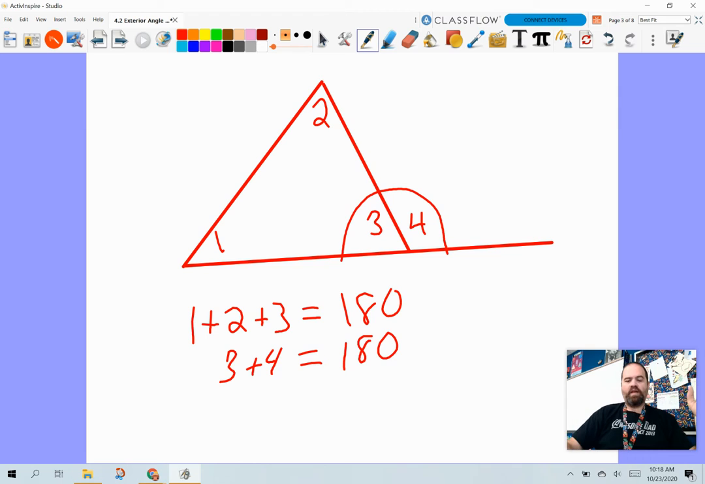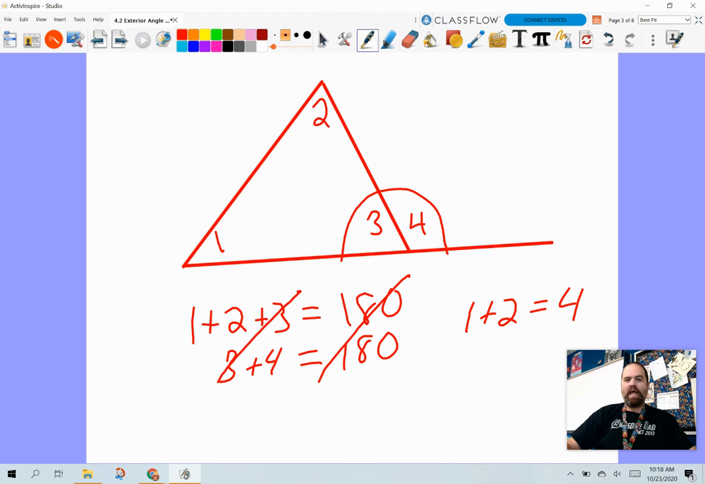Okay, now I'm going to do a little funky math here. I'm going to get rid of the overlap. I'm going to get rid of my angle 3s, and I'm going to get rid of my 180s. So if 1 plus 2 plus 3 equals 180 degrees and 3 plus 4 equals 180 degrees, if I get rid of the angle 3s and the 180s, the stuff that's left over, angle 1 and angle 2, has to be equal to angle 4.